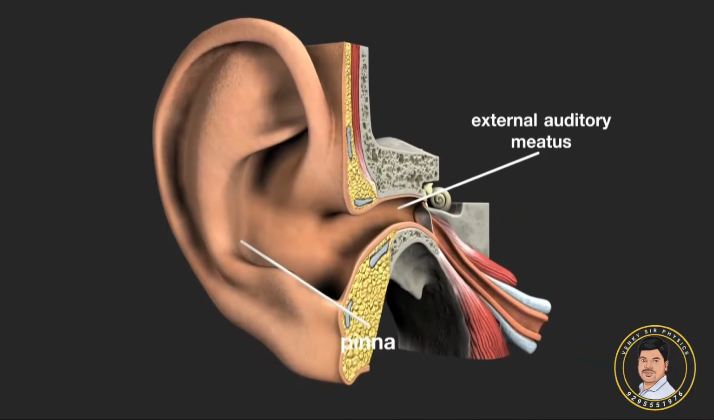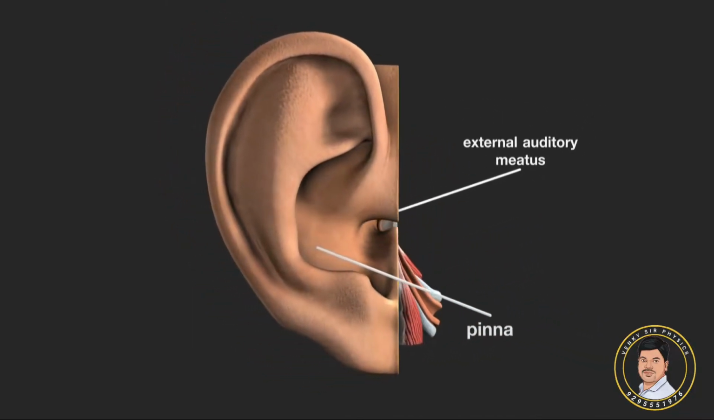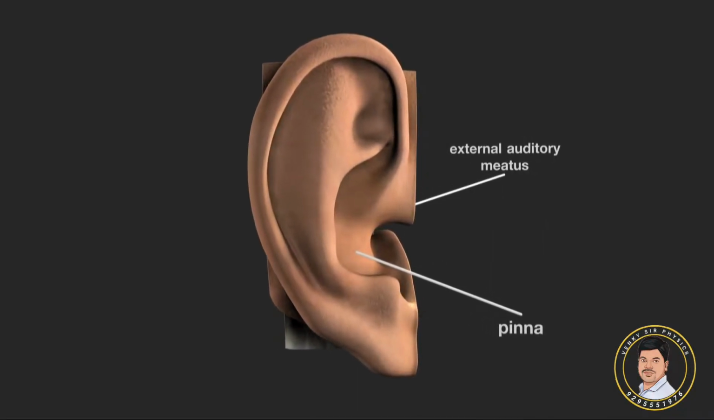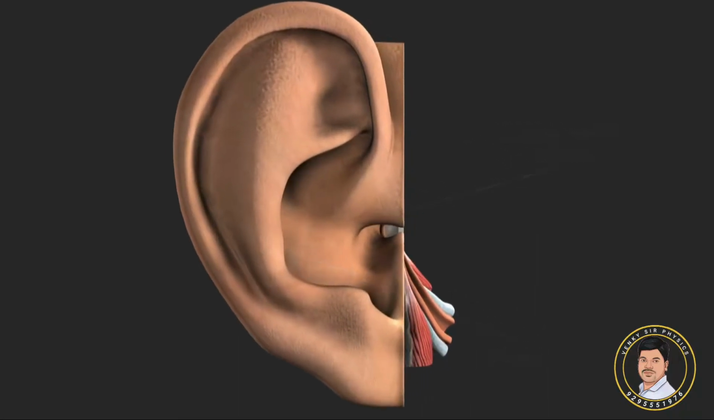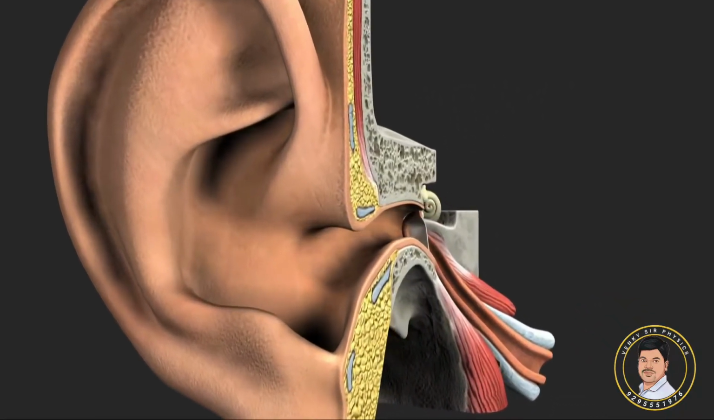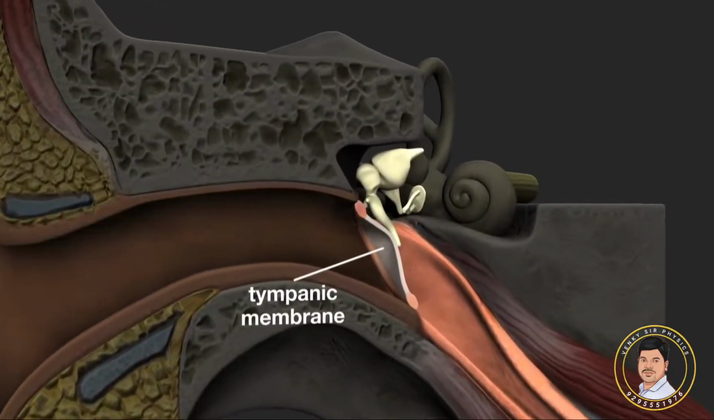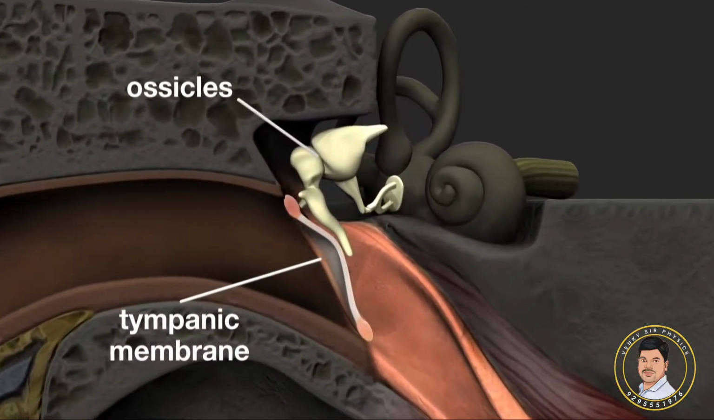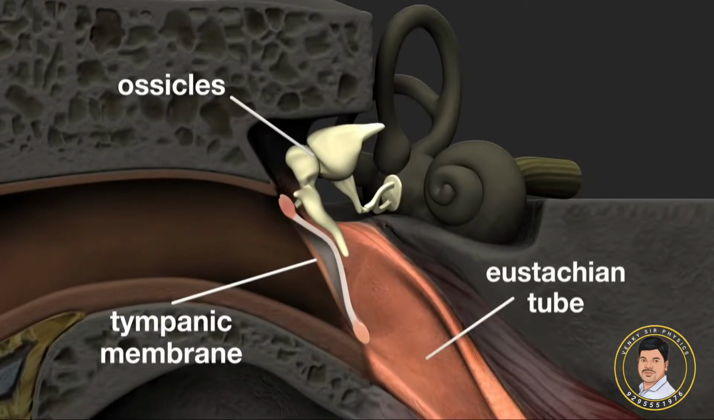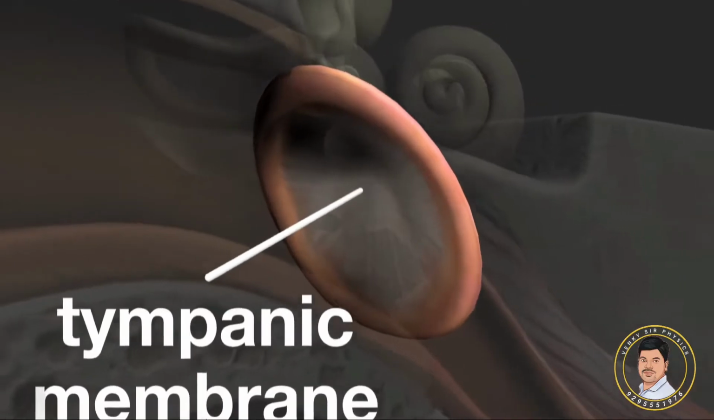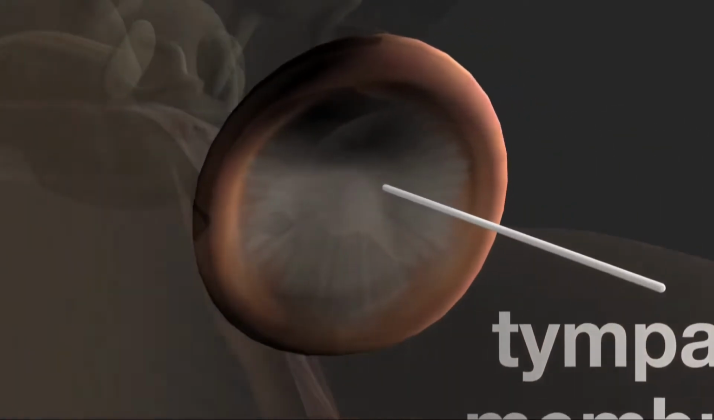Middle ear. The middle ear is separated from the ear canal by a tightly stretched membrane called the eardrum. Beyond it lie three interconnected bones called the hammer, anvil, and stirrup. The function of the middle ear is to pick up, amplify, and transmit sound waves to the inner ear.